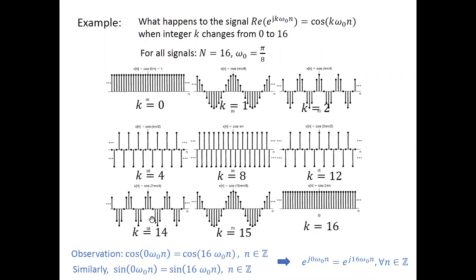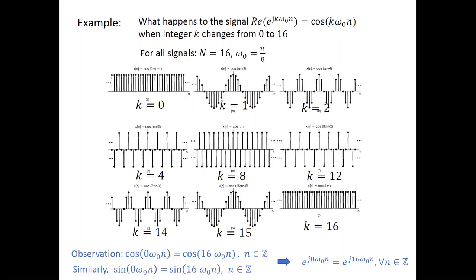As we further increase k, it will come back to the original case where k equals 0. So from this figure, our observation is that cosine 0 omega 0 n and cosine 16 omega 0 n are the same signal. If we look at the sine signal, it shows a similar trend. Basically, sine 0 omega 0 n equals sine 16 omega 0 n. And since the complex exponential is cosine plus j sine using Euler's formula, we have the conclusion that exponential j 0 omega 0 n equals exponential j 16 omega 0 n.